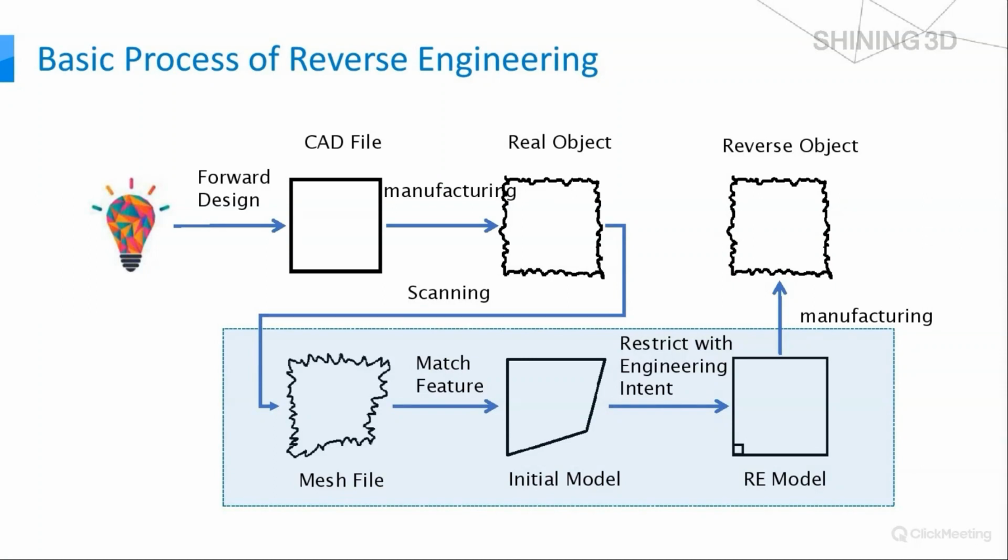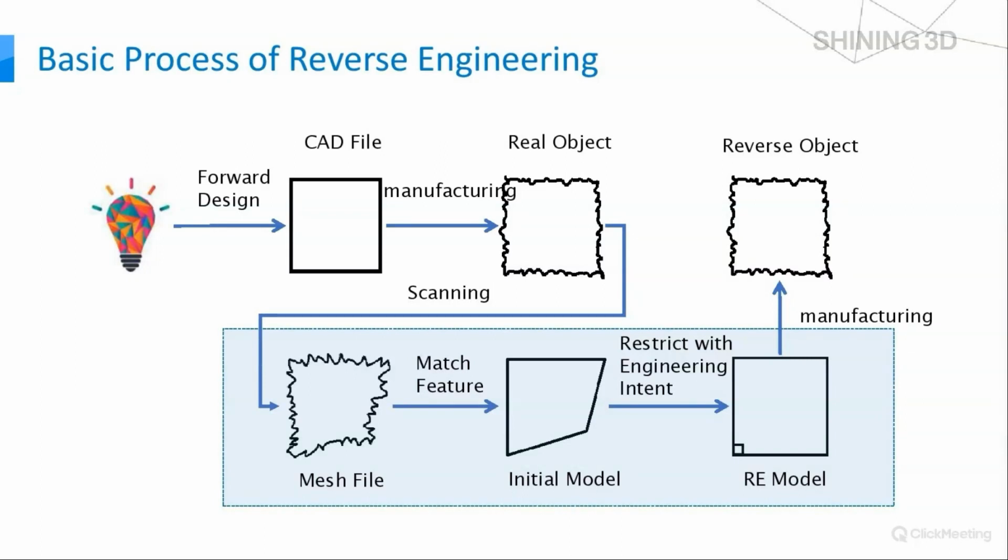And also, the side wall will be perpendicular to your bottom surface, right? So in this step, you will be restricting your model by guessing engineering intent, like guessing all the features' relationships. And also, another thing is what the size of the object will be.